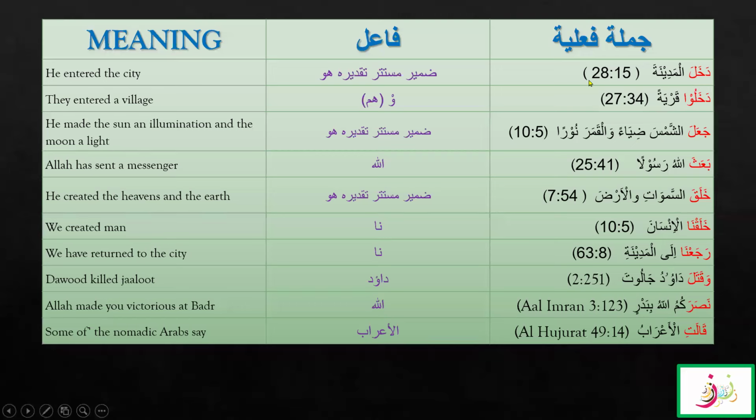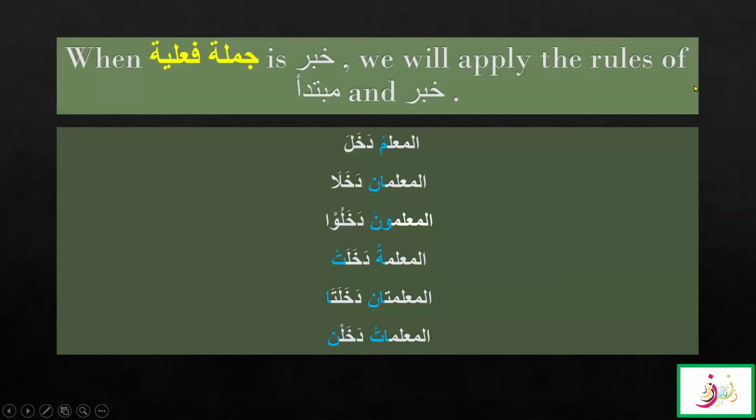Dakhala al-madinata, he entered the city, it is starting with a verb. But what if it is not starting with a verb and it is starting with a jumla ismiyya? So when a jumla ismiyya is khabar, we are going to apply the rules for the mubtada and khabar, and that means they will match in number and gender. So here, number and gender. So here you can see al-mu'allimu.